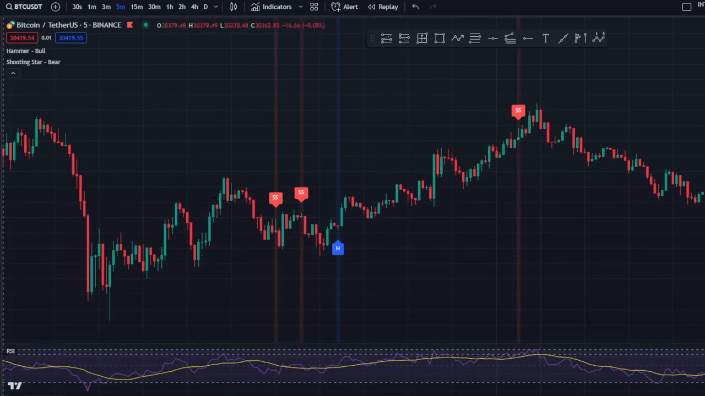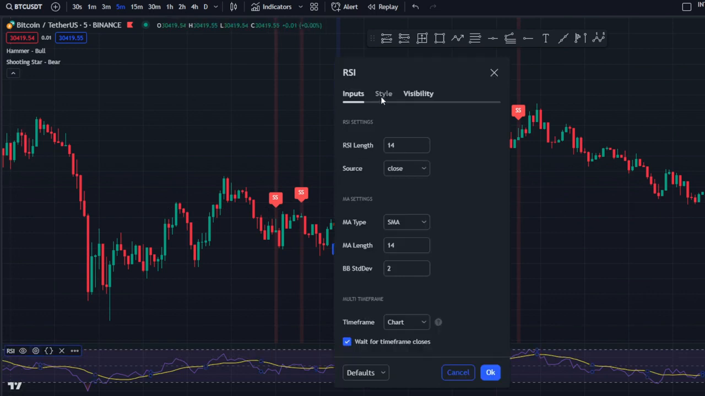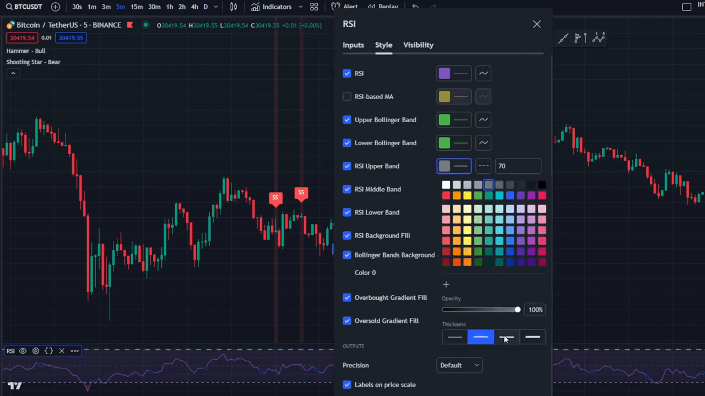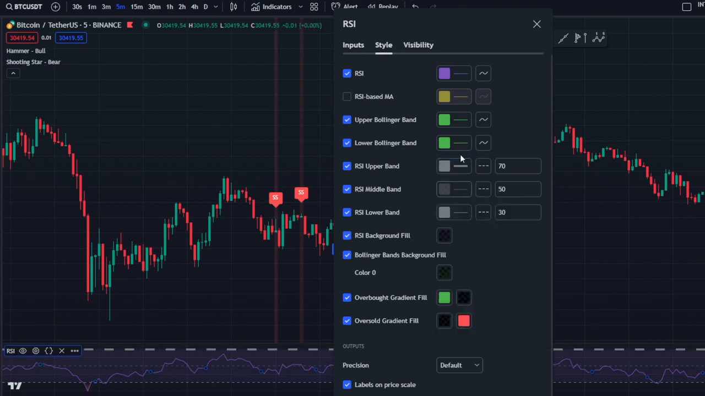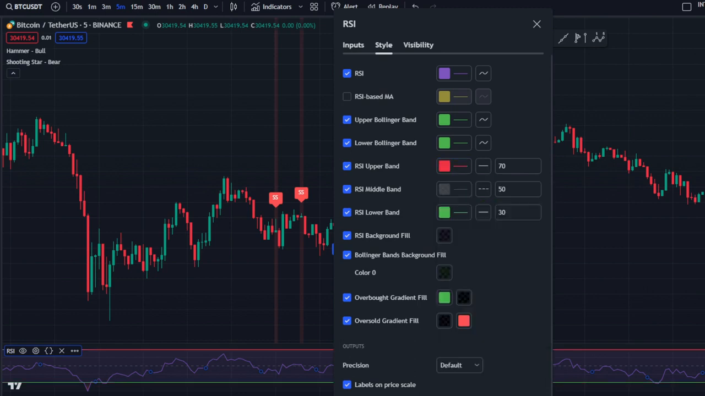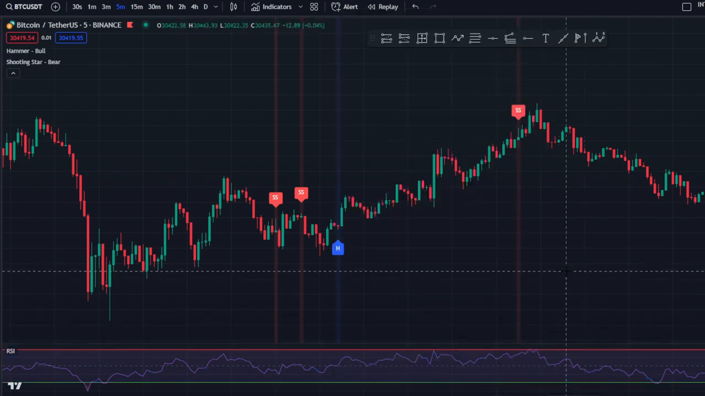In order to make things clearer, we're going to change certain things of the RSI. You're going to be changing the style, nothing about the inputs. Just remove the RSI base MA, and make the RSI upper band a solid line, and the lower band a solid line as well. If you want to make it clear, you can make the bottom line green and the top line red, and that is basically what you'll be needing.